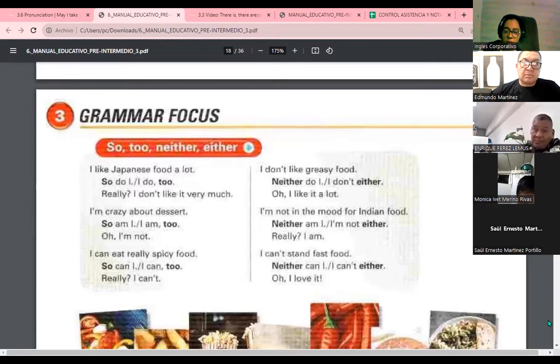Entonces usted dice, neither, ¿y por qué tiene el am I ahí? ¿Por qué dice am I? Why it says that am I? Y no do y no can. Why not? Why it's not possible if I say, for example, neither am I? Pero ¿por qué no puedo decir neither do I or neither can I? ¿Por qué no puedo?